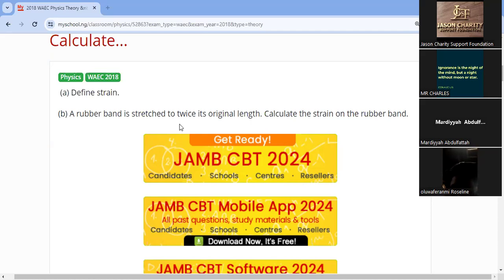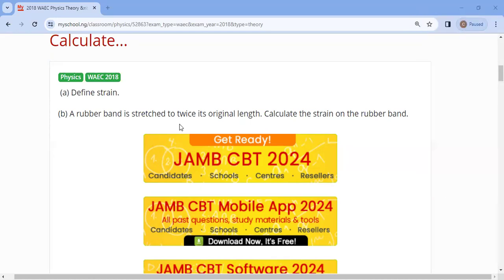What is L over L? 1. Correct. So the answer to this question is 1. So the strain of this material is 1.